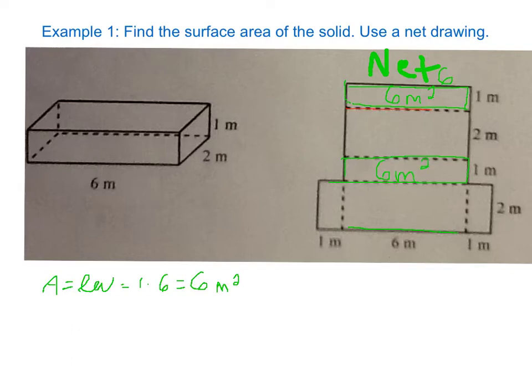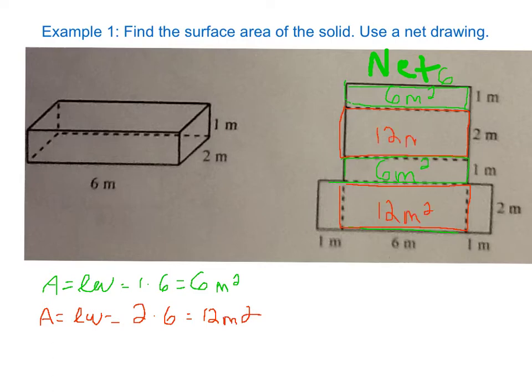And if we look at what I got in red, there's a rectangle there and the same rectangle over there. So if we were to find the area of that particular rectangle, again we're doing length times width, and this time we're going to have 2 times 6, which is 12 meters squared. So in here is 12 meters squared, and there's 12 meters squared.